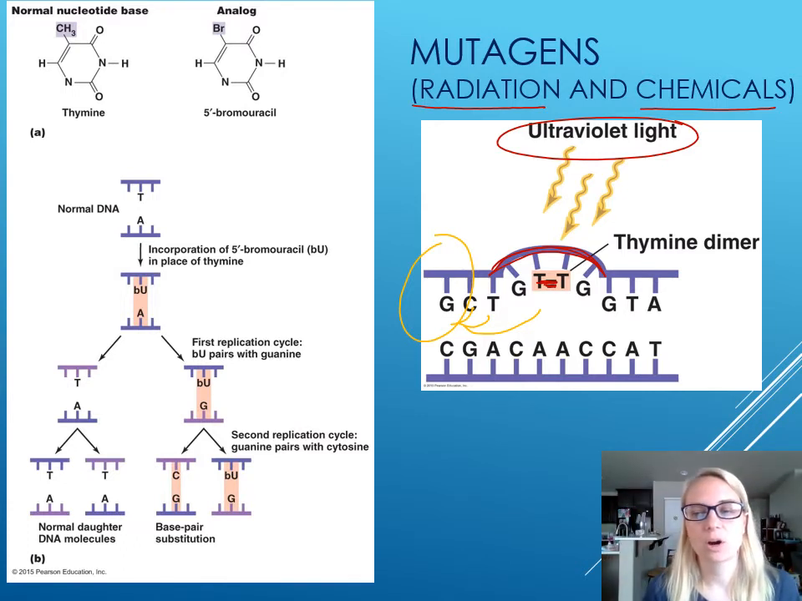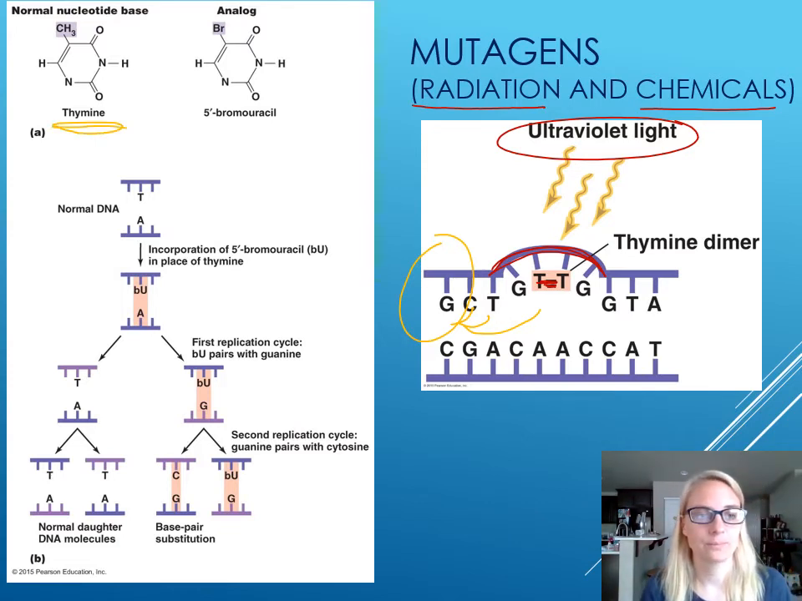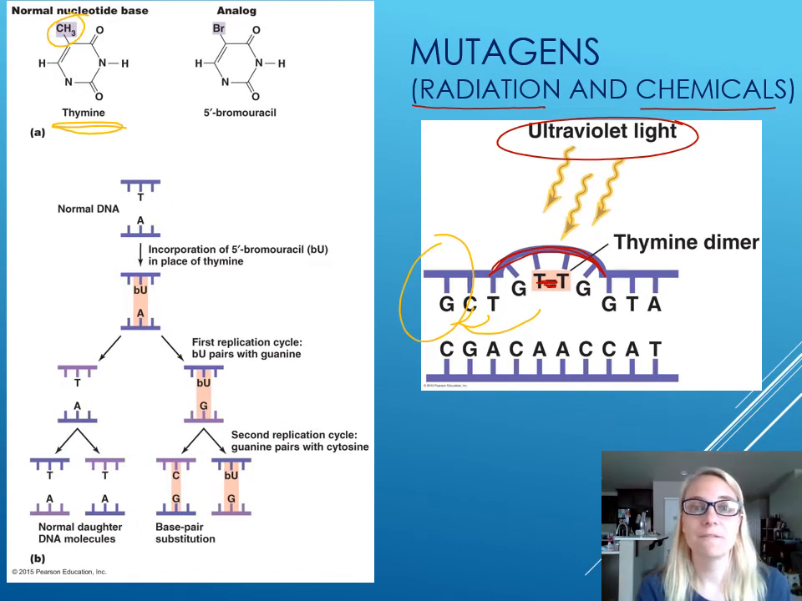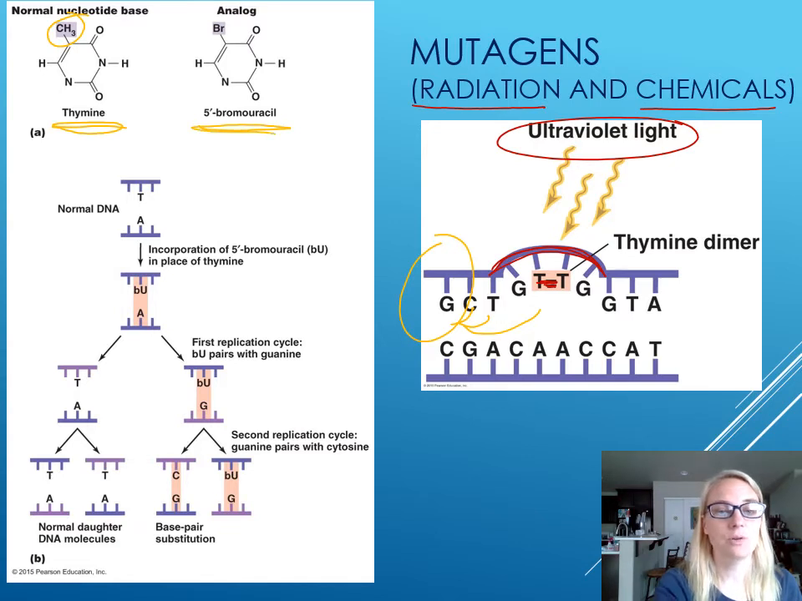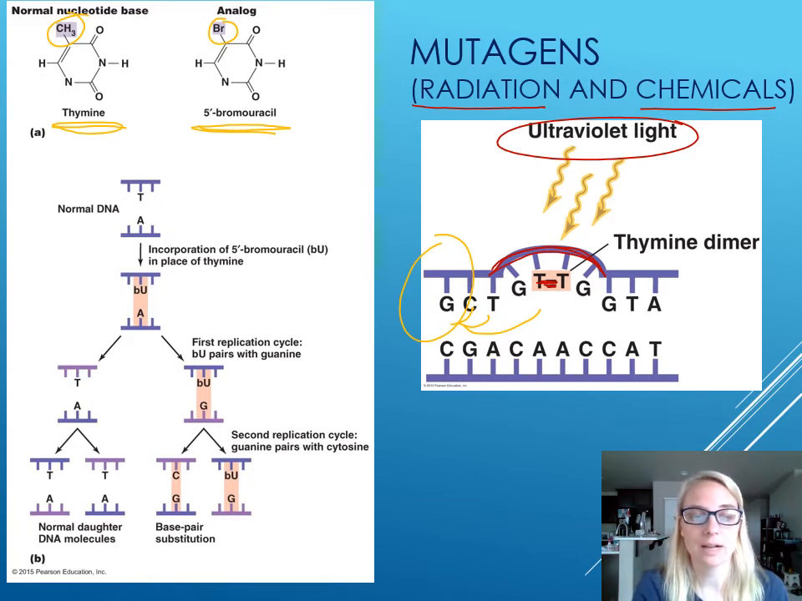Another type of mutagen are chemicals. So we have what are called nucleotide analogs, or these mimics. They're chemicals in the environment, or you might be exposed in some condition. So here is our normal structure for thymine. Right? It's got a methyl group right here, the CH3. There's a very similar molecule called 5' bromouracil. And if you'll notice, there's a bromine atom instead of a CH3 methyl group.